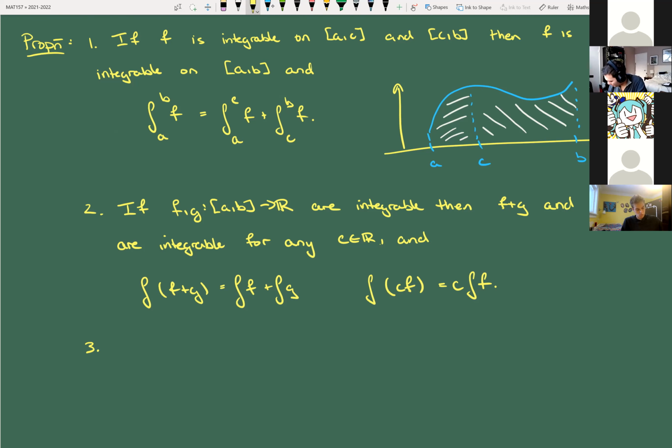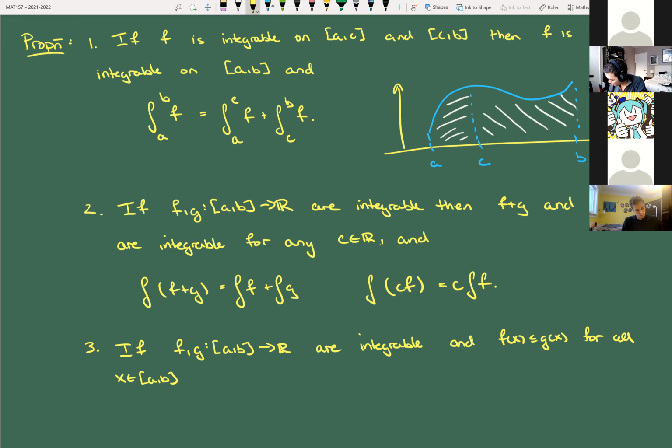Okay, if f and g are integrable, and f of x is less than or equal to g of x for all x in [a, b], then their integrals are also ordered: the integral of f is less than or equal to the integral of g. Okay, so the integrals are monotone. This is what this is called, right? Monotonicity. I guess I should tell you what these things are called as well.